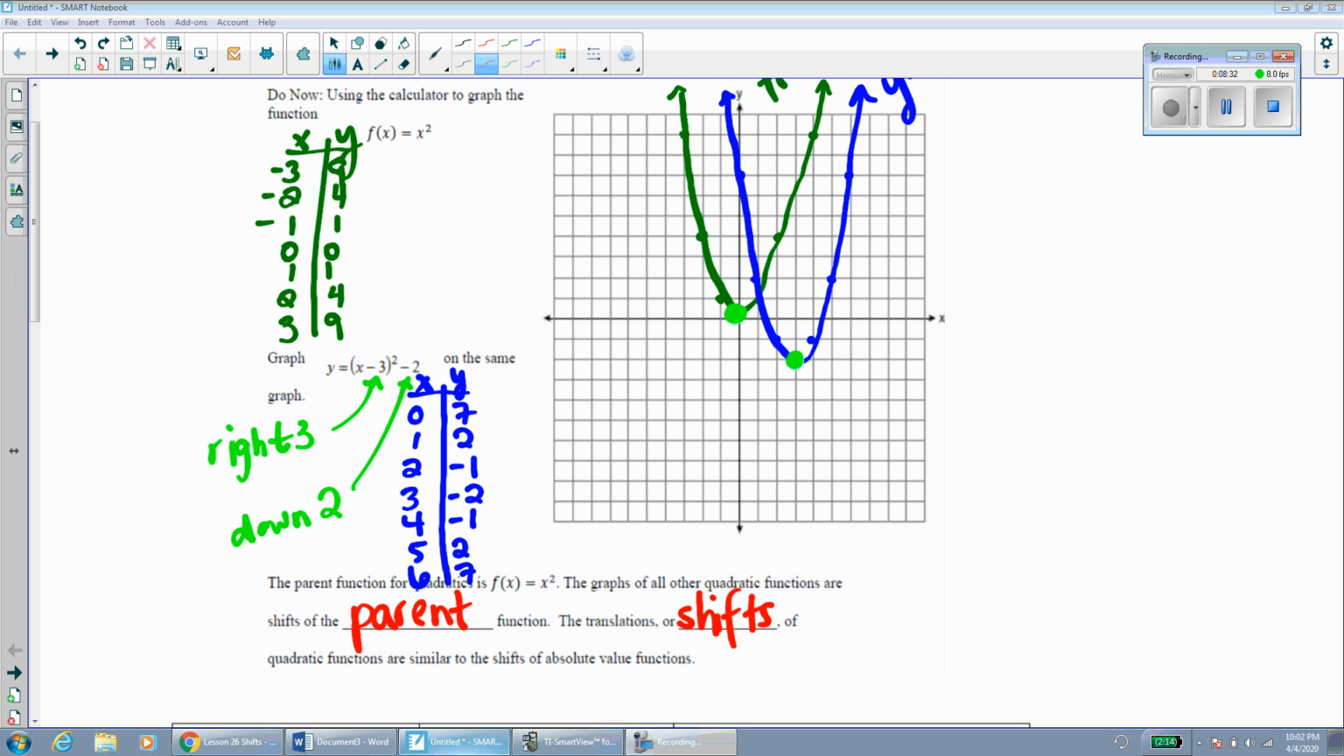I just moved it. So when I subtracted 3 inside my parentheses, I should have gone to the right 3. So let's start at our green parabola. Let's make sure that we went over 3. So we went over 1, 2, 3. Good. And then over here, it says that we should have gone down 2. And after we went over 3 to the right, 1, 2, 3, we also went down 2. So we know that we correctly graphed this. Let's take a look at some other examples.